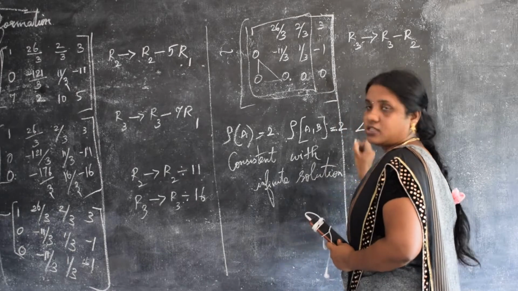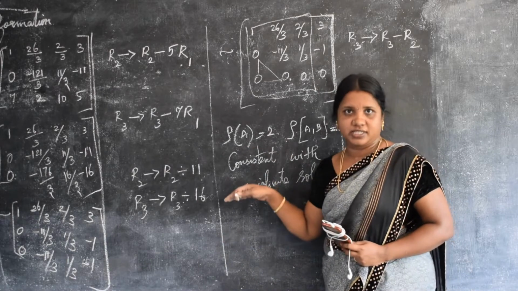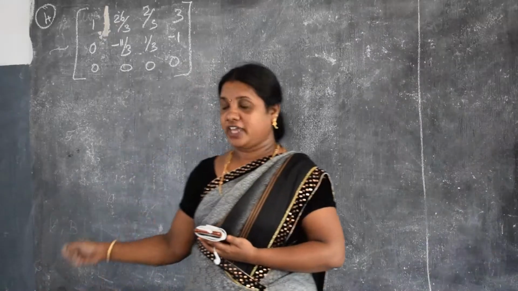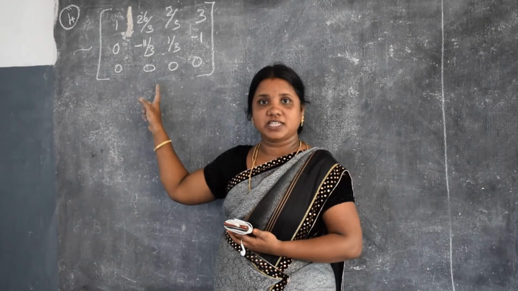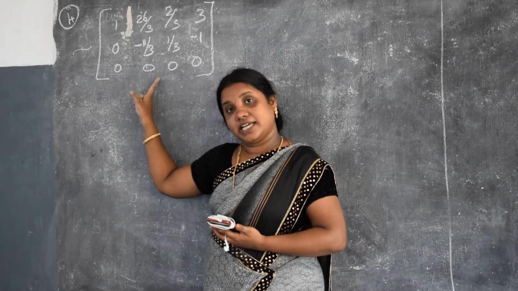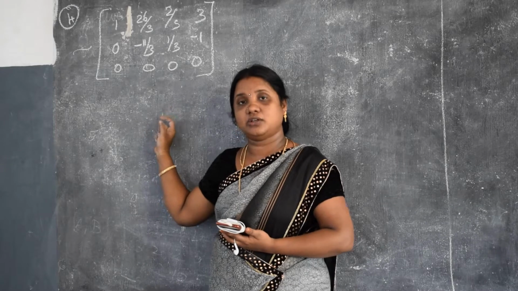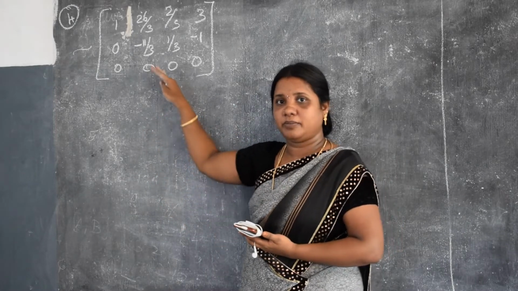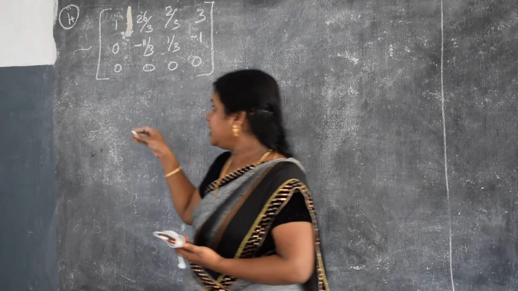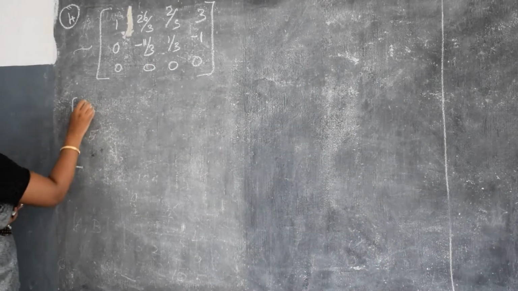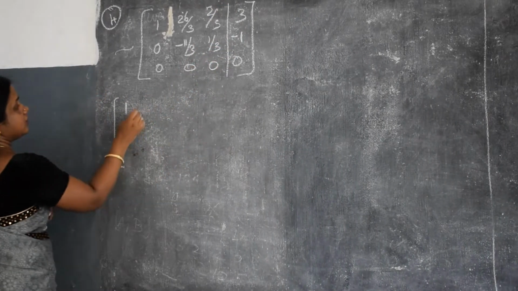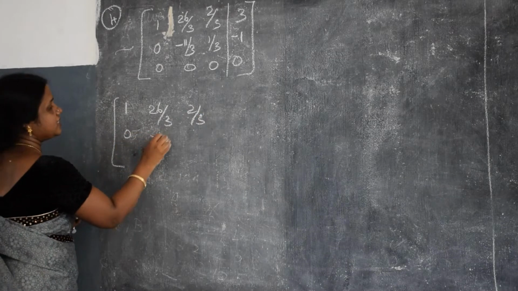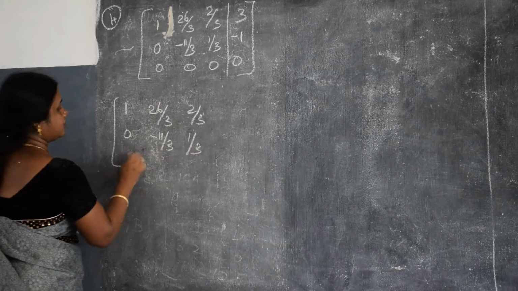Have you understood? See, the sum is not finished yet. We have to solve this and we have to find the values of x, y and z. Now we have to rewrite this echelon form. This is our last step. We have to rewrite this echelon form in matrix form for finding the solution. So I'm going to write this again in matrix form. See here. 26 by 3, 2 by 3. Next 0, minus 11 by 3, 1 by 3.